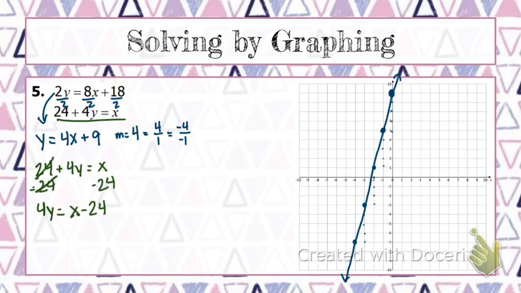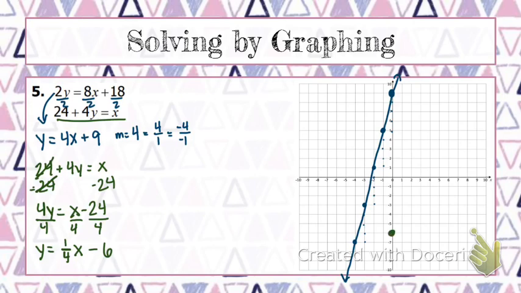Now we have a 4 with our y. We want to divide by 4 on every term to get rid of that. So 4 divided by 4 is 1, and 1y is just y. 1x divided by 4 is 1/4 x. And negative 24 divided by 4 is negative 6. So now this equation is ready to graph.